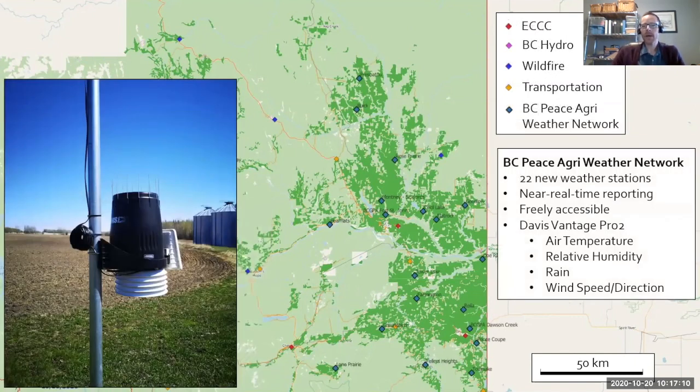So what happened, and this is where Talon was talking about the actual network. The Peace region put in a lot of weather stations. So there's actually a pretty amazing network throughout, 22 weather stations, near real-time reporting. The data is freely accessible to anybody on the website. I'll show that later if you don't know it. And it's recording some basic parameters: temperature, relative humidity, rain, wind speed, direction, all the parameters.